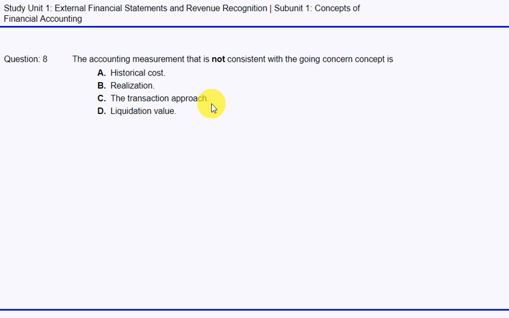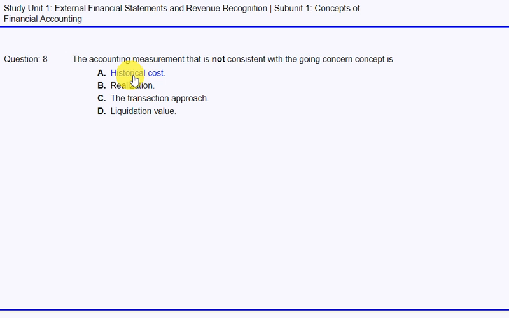But look at option D, liquidation value. Liquidation value means the business is not going to continue for the next 6 months. The assets now must be reported at their realizable value, at their liquidation value. In this case, the balance sheet you prepare is called the statement of affairs, and the assets are reported at their liquidation value. So the liquidation value itself indicates that the business is in problem, it is in liquidation. So it means this is not consistent with the going concern.